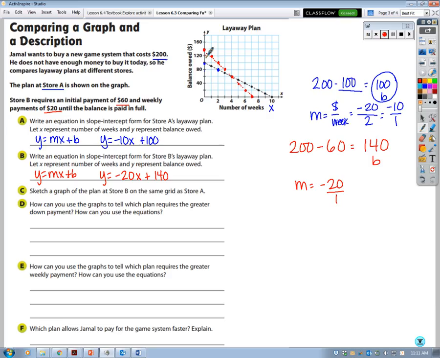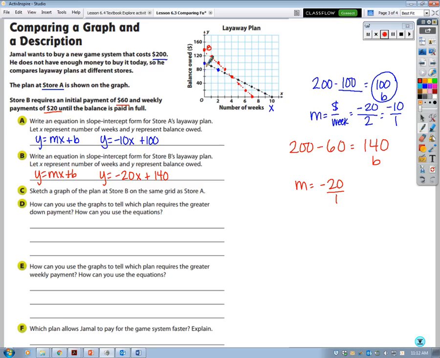So the next question is asking us, how can you use the graph to tell which payment plan requires a greater down payment? How can you use the equations? So which one requires a greater down payment is going to be shown to us by how much is remaining when we start the payment plan, right? So in this case, plan B has $140 remaining after the initial payment, right? So it has a greater amount to pay off after the initial payment, whereas plan A has $100 left to pay off after the initial payment. So you can use your y-intercept to tell how much has been paid and how much is left to be paid.